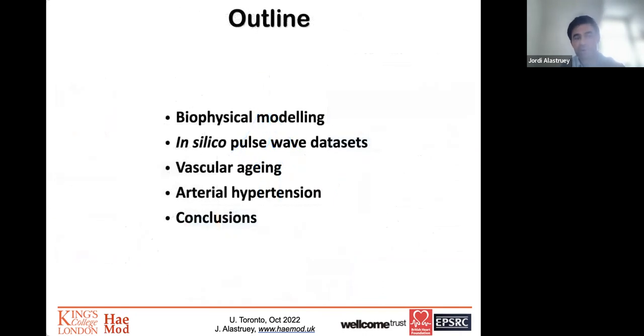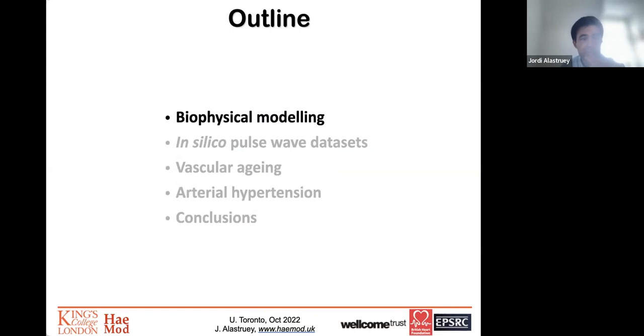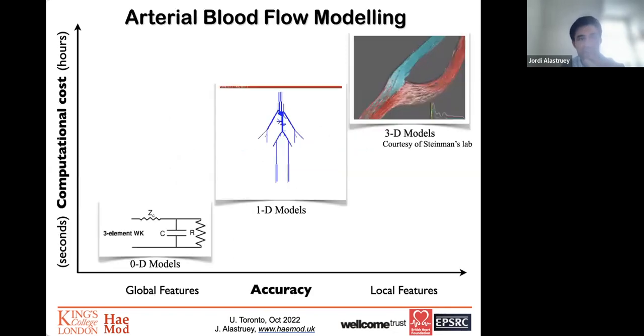So this is the outline of my talk. I will start by describing how we can simulate pulse wave signals using biophysical modeling. And then I will focus on how we can create data sets of simulated pulse wave signals that are representative of samples of real subjects. And finally, I will show the benefits of using in silico pulse wave data sets in the assessment of vascular aging and arterial hypertension from pulse wave signals. So let's start with biophysical modeling.